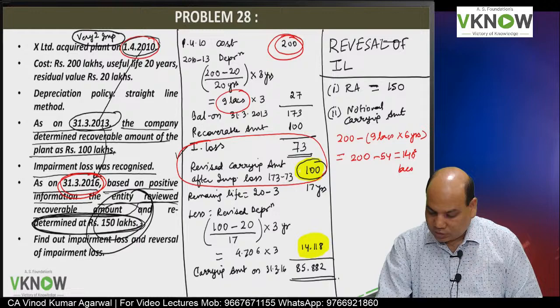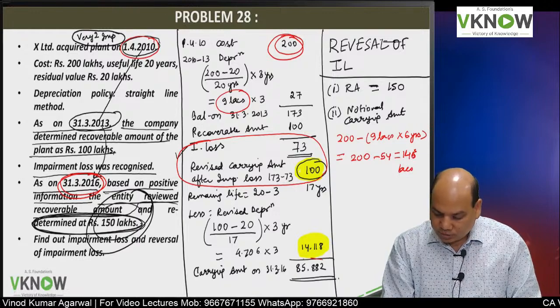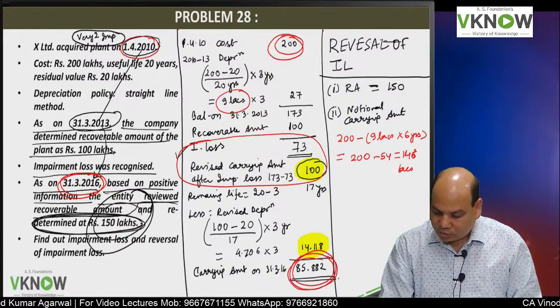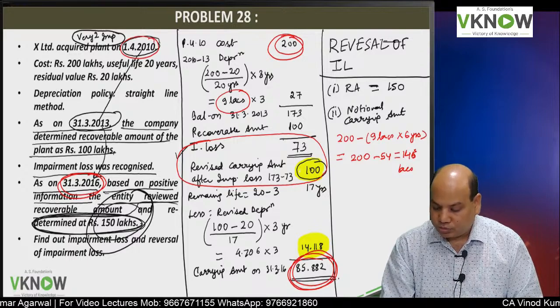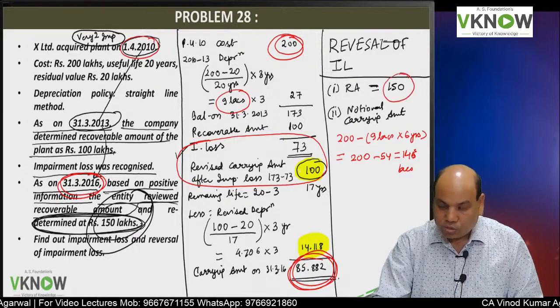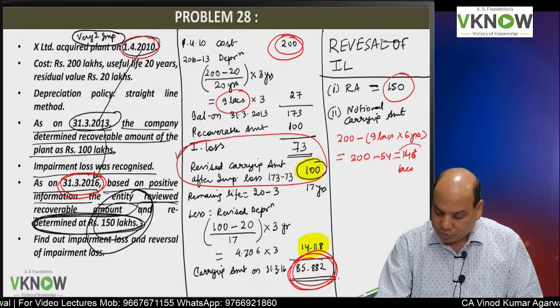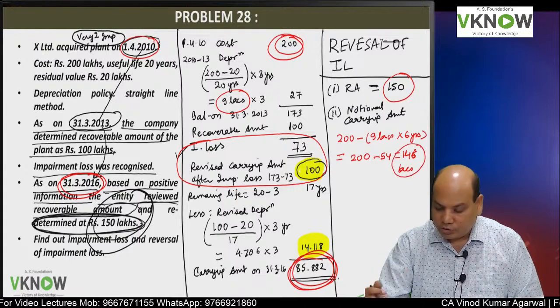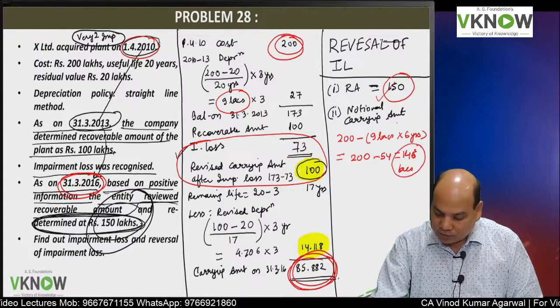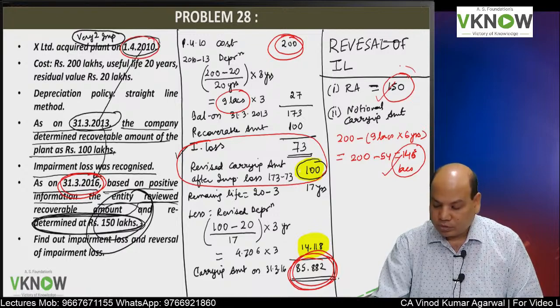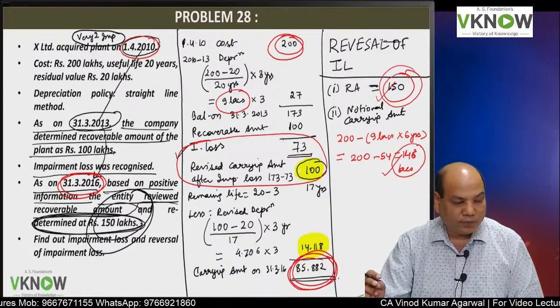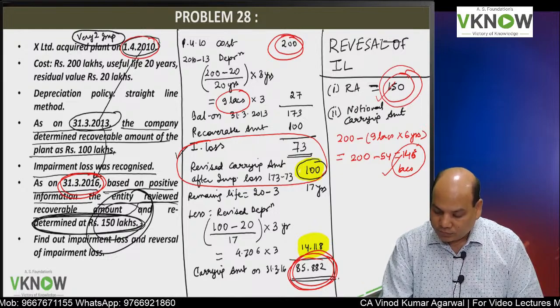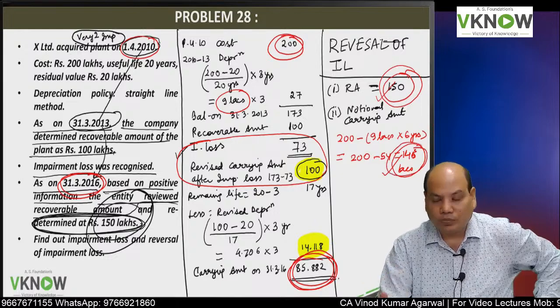Okay, 146 lakh. My existing carrying amount in the book is 85.882. Recoverable amount today 150. Notional carrying amount is 146. I will take the lower of the two. Lower of the two will be 150 versus 146. I can't increase beyond 146.